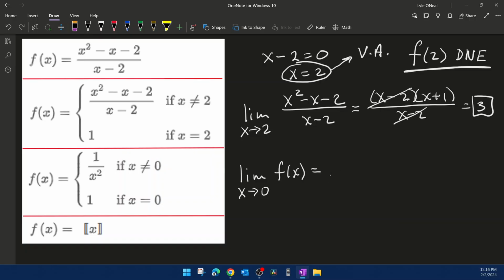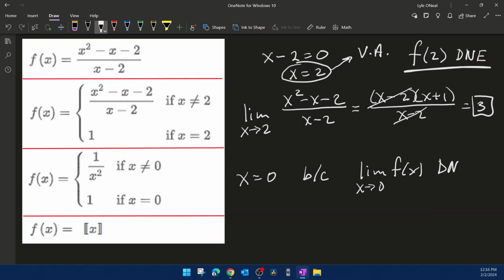So we can say that this function is not continuous at 0, and the reason is because the limit as x approaches 0 of the function does not exist.